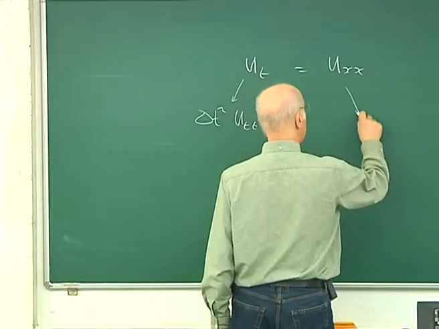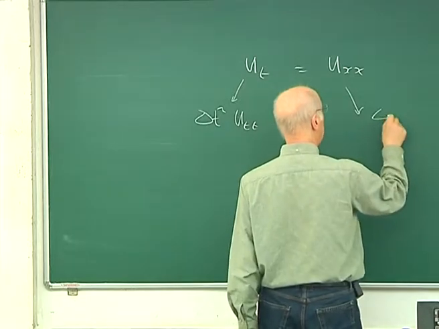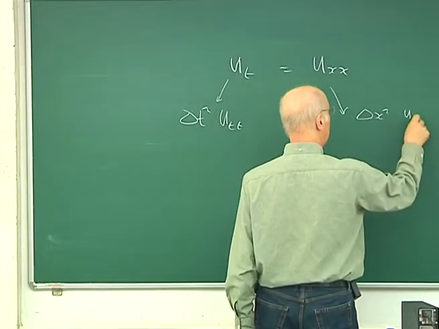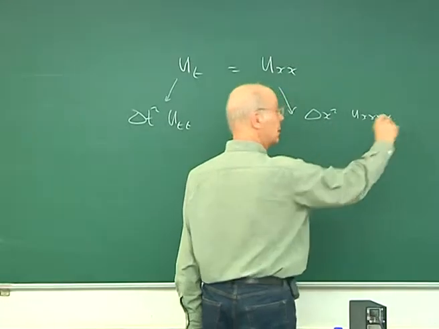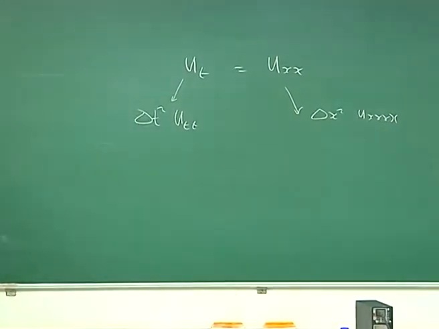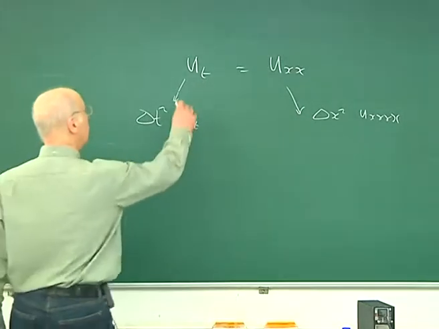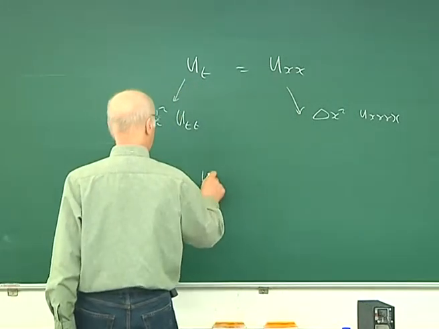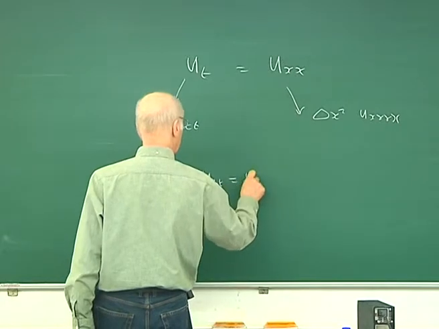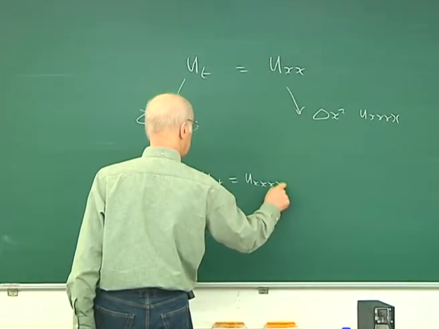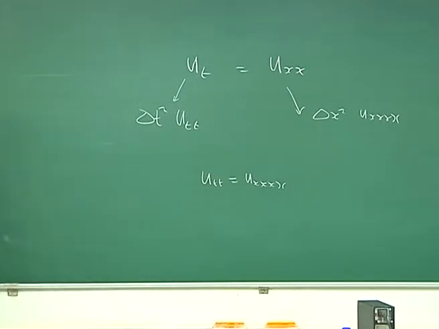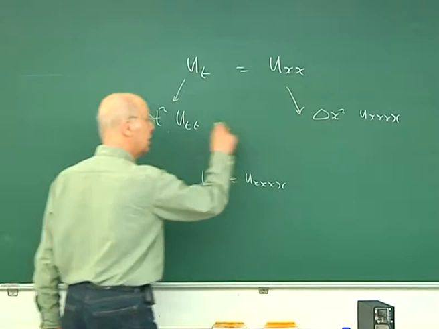And similarly, if you use central differencing here, you will get errors which are delta x squared u xxxx. And there are the coefficients which are very important, which I've forgotten, so I can't do it in front of you. And then the trick is, you use this equation to find out that u tt is equal to u xxxx. So this term is equal to that term.